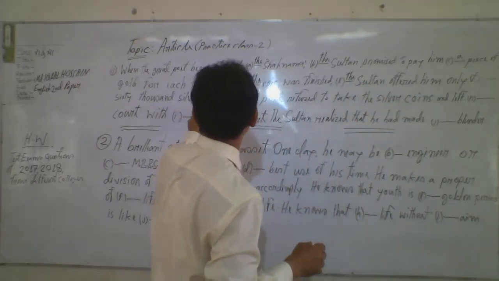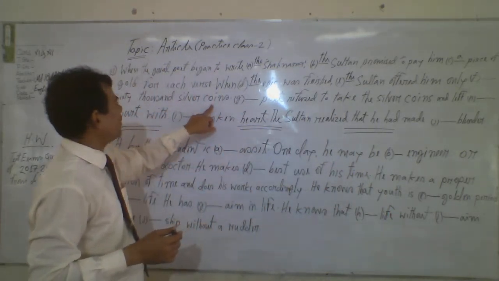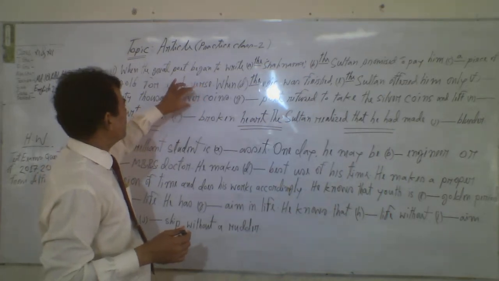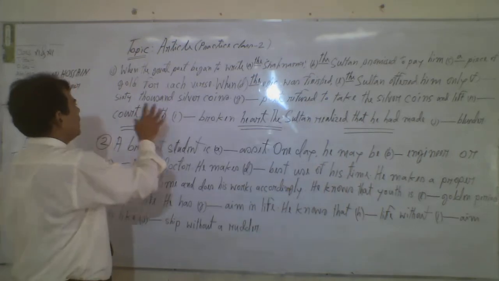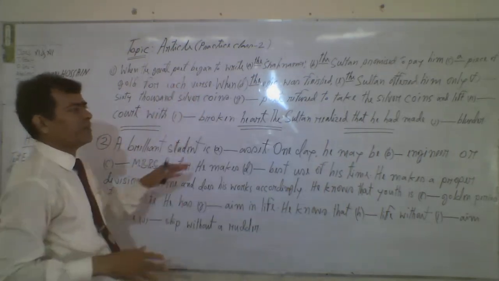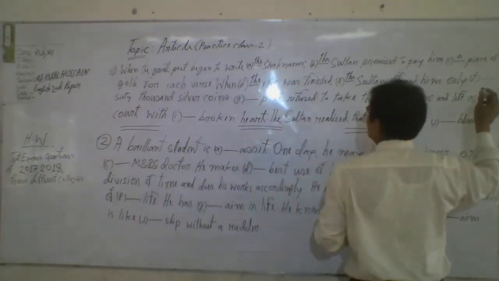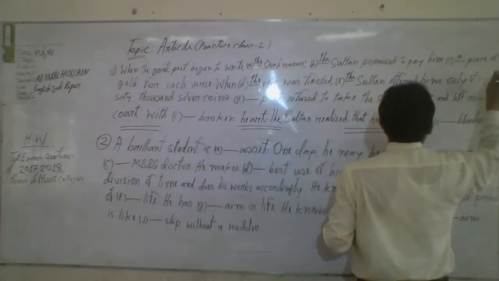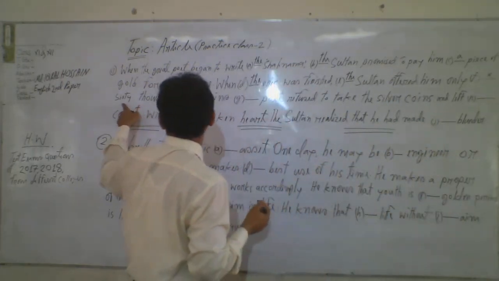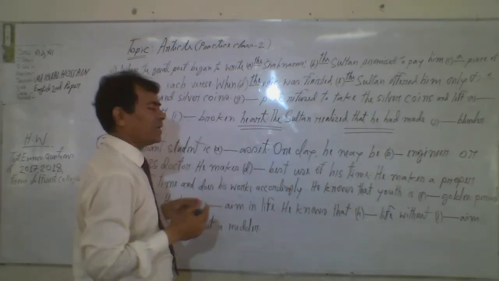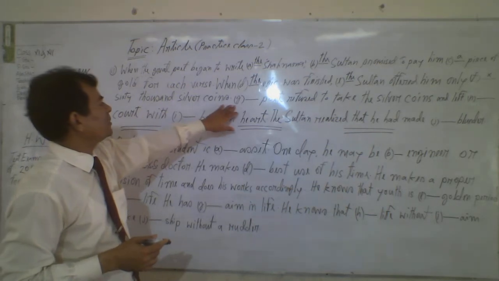And the Sultan offered him only 60,000 silver coins. You see, the silver coins have already been modified. It is determined how many coins: 60,000 coins. So I don't need to use an or any article here. After a determiner, I cannot use any article. 60,000 is a determiner, so I cannot use an article here. So here, silver coins.